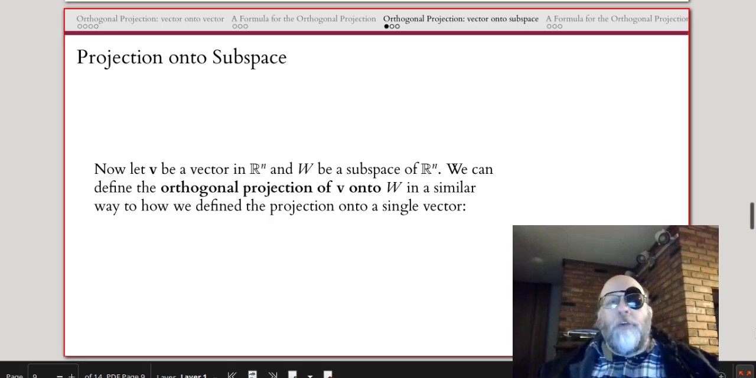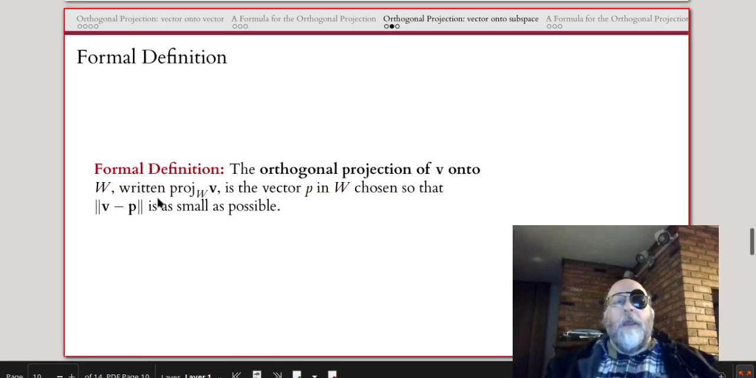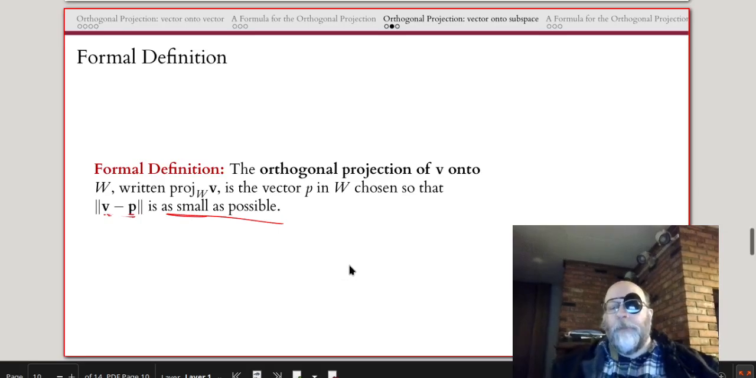So we can also do a projection onto a subspace of Rn. The orthogonal projection of v onto an entire subspace and not a single vector is similar to how we define the projection onto a single vector. It is the vector in the subspace that's chosen so that the distance between these two vectors is as small as possible. I have a picture on the next slide.